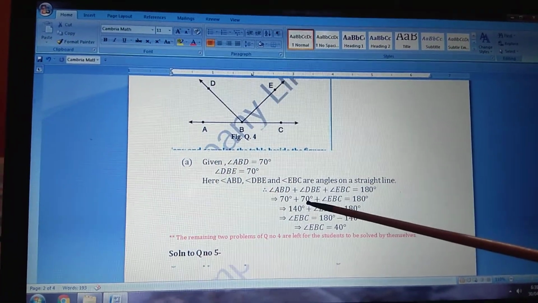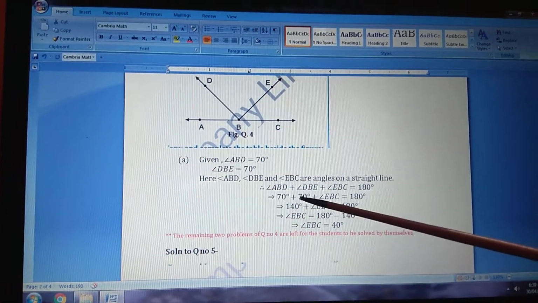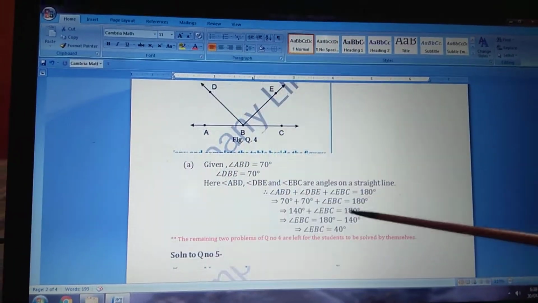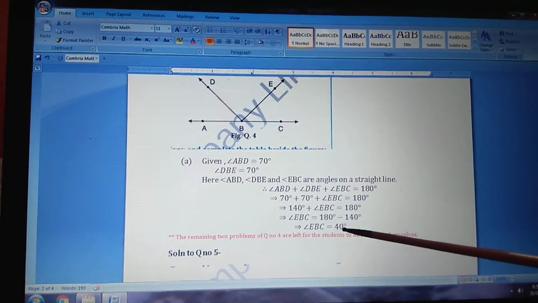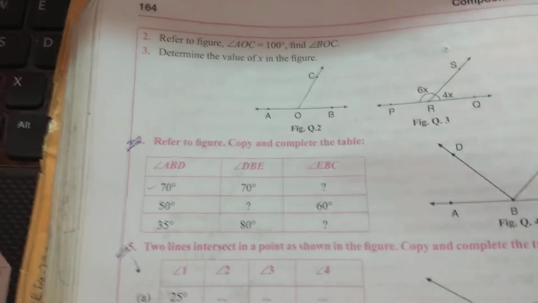Its value is also 70, and this one value is unknown to us. We need to find it. So 70 plus 70 is 140. Then I have shifted that side and I have got the value as 40 degrees. Okay, so now look at the book.